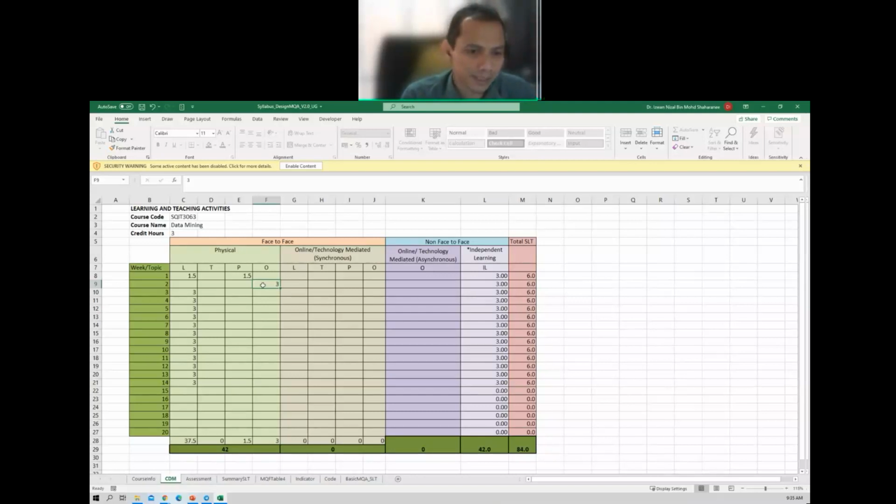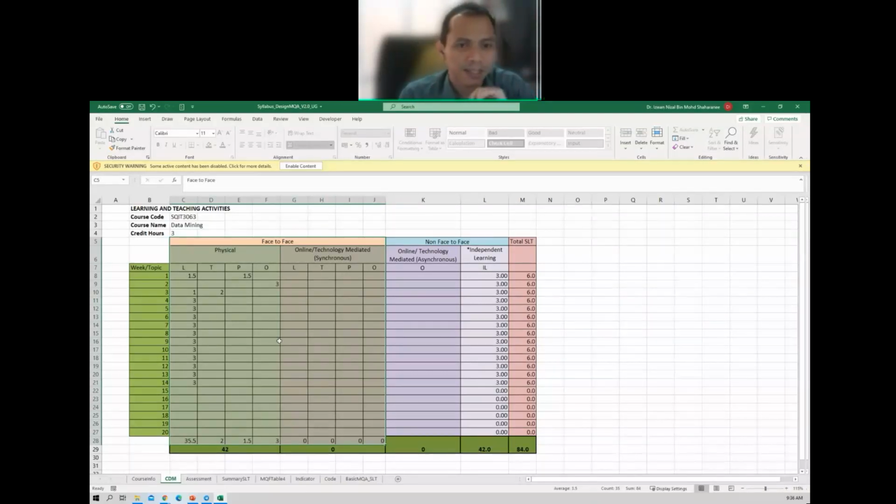Or maybe from our School of Accounting, what they did is 1 hour of lecture and another 2 hours of tutorial, which is also possible. So this is how they calculate. This is the lecture, and on this side is the independent learning. So this is what happens in UAM, we calculate the SLT.